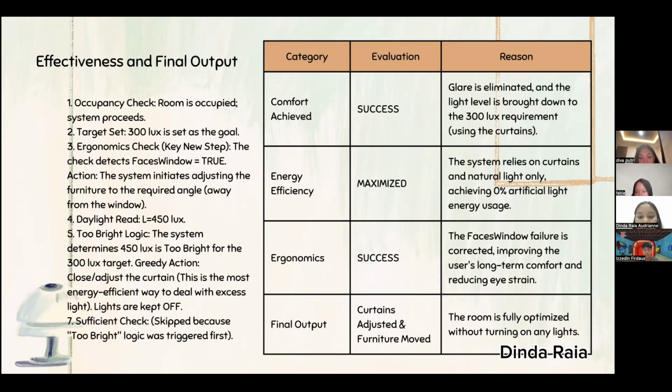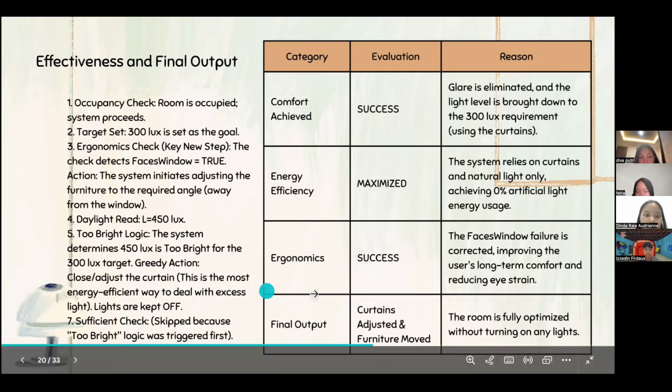The final output is the curtains adjusted and furniture moved, because the room is fully optimized without turning on any lights. And these are the steps.